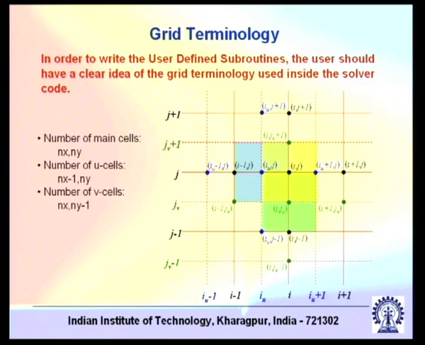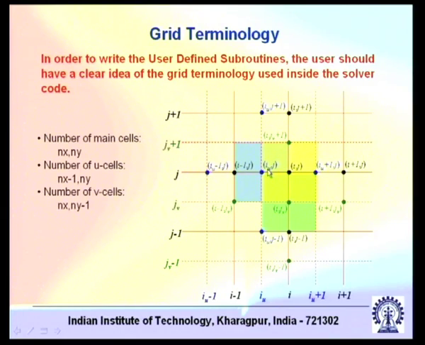Now when you are writing the user defined functions, you need to be careful about certain things, like the grid terminology if you are using a staggered grid, for example. If you are using a collocated grid, then the terminology is relatively straightforward, but if you are using a staggered grid, you do not have the same locations where you solve for the momentum equations and the other scalar equations. So you basically have different control volumes.